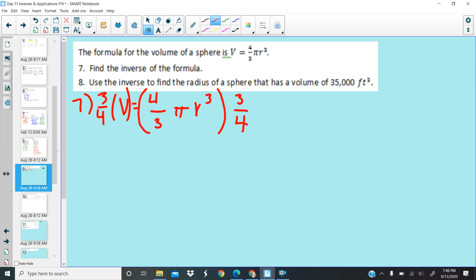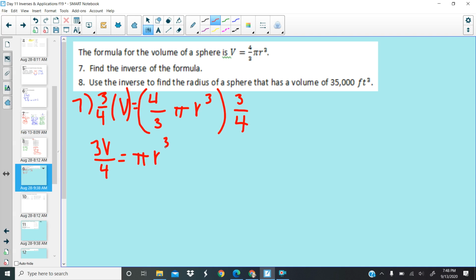So then if you multiply the volume by 3/4, what that is going to end up doing is you're multiplying the volume times 3 and then dividing it by 4. So the way that's going to look is 3v over 4, and it's going to equal pi r cubed.